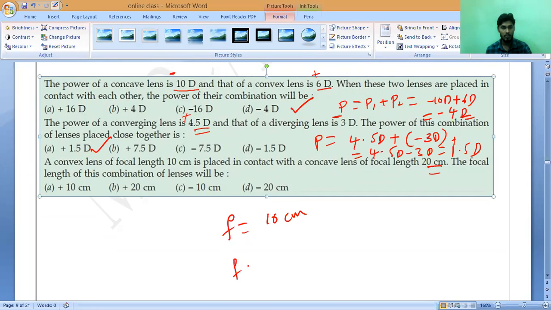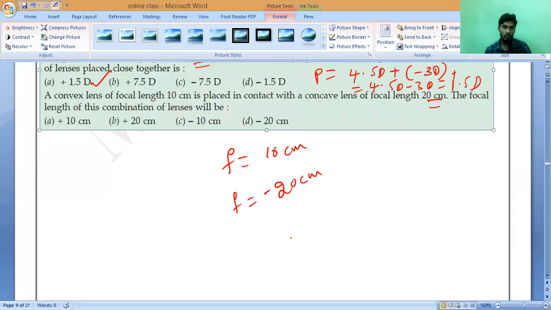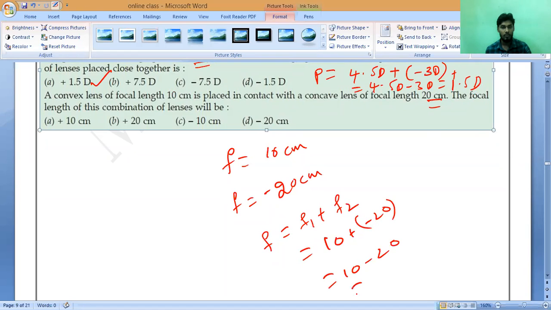Next, concave lens F is equal to minus 20 centimeter. Both together, so then what is happening? Focal length of combination F is equal to F1 plus F2. So which is equal to how much? 10 plus minus 20, which is equal to 10 minus 20, which is equal to minus 10 centimeter. Is it yes or no, all of you?